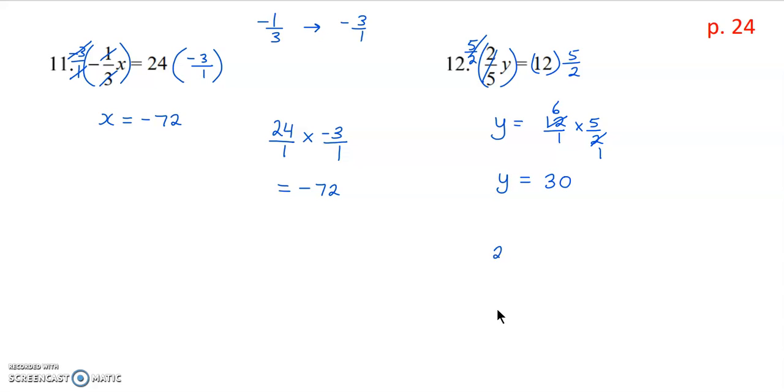Remember, if you're more comfortable taking one extra step to solve this problem, this is no worries at all. You can also say 2/5 is multiplied to y, so you can divide by 2/5 on both sides, which will result in you multiplying by 5 over 2 in the end.